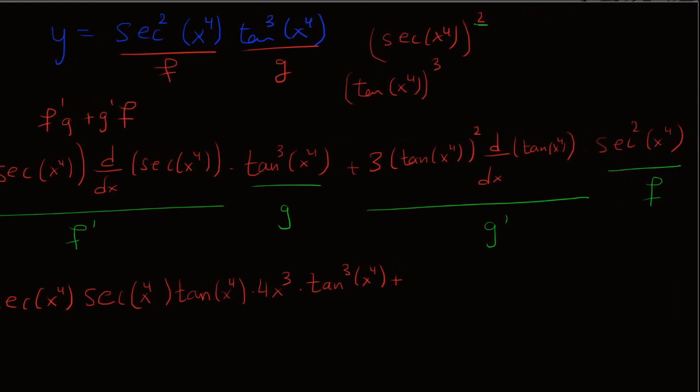Plus, now for the derivative of g, I have 3 tangent squared x to the fourth times the derivative of tangent x to the fourth. The outside function there will just be tangent, and the derivative of tangent is secant squared. We're going to keep x to the fourth the same and then multiply by the derivative of x to the fourth. Then we're going to multiply that by f.